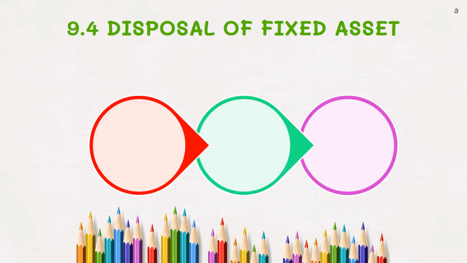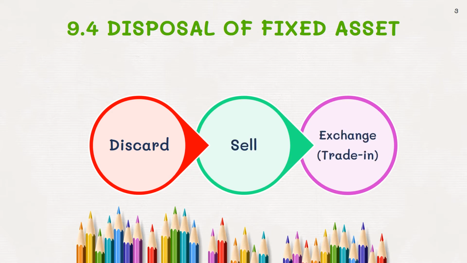There are three ways to dispose of a fixed asset. 1. We may discard or throw the fixed asset. 2. We may sell the fixed asset. And 3. We may exchange or trade in the fixed asset.